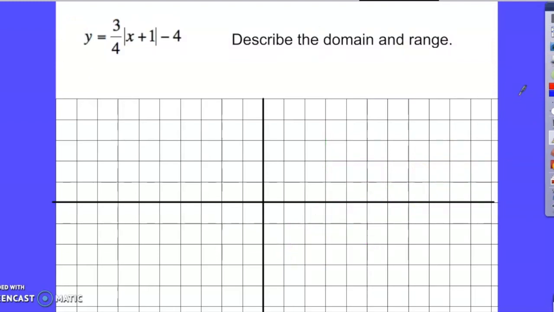So let's walk through this one. Take it a piece at a time. Some people will do left and right or up and down first. I'm going to start from the left and move my way to the right. So I'm going to start with the 3/4. The 3/4 indicates that it is a shrink because 3/4 is less than 1. The +1 in here, remember opposite, so that means it's going to go left 1. And that -4 at the end means it's going to go down 4.